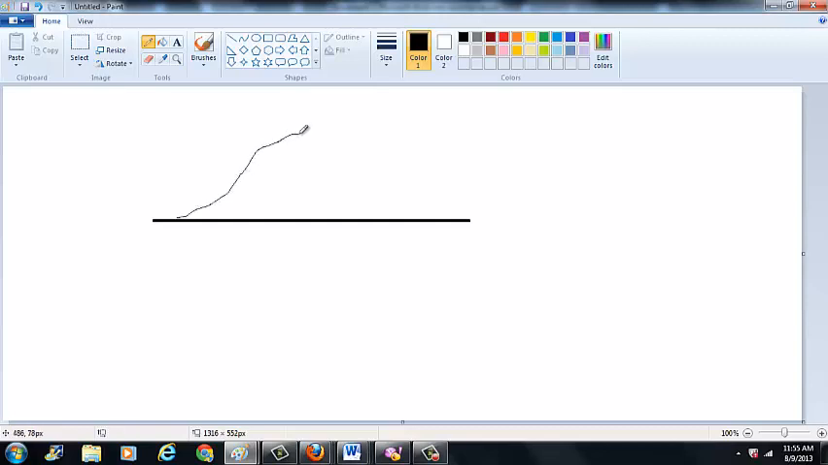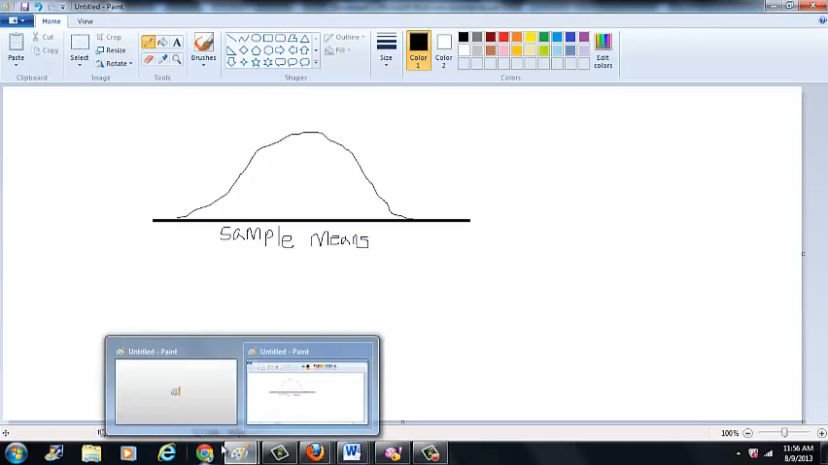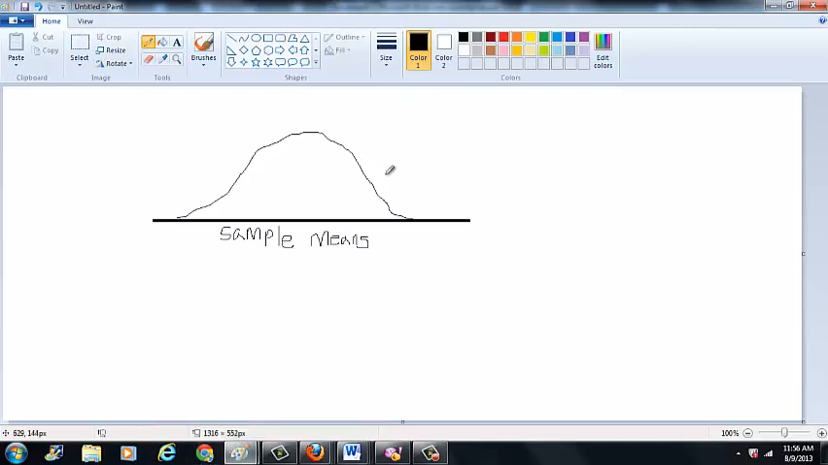Just try to draw a bell curve like this. And on the number line, put sample mean, which means this curve is showing the means of the possible samples. And we know it's a normal curve because the question said that the population has a normal shape. So I just want you to label that it's a normal distribution.